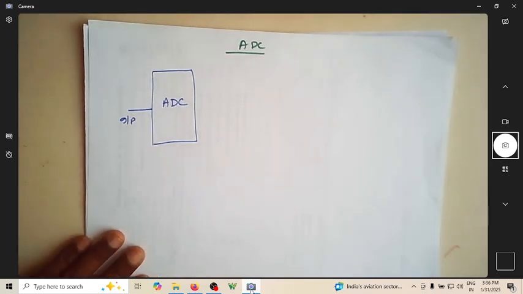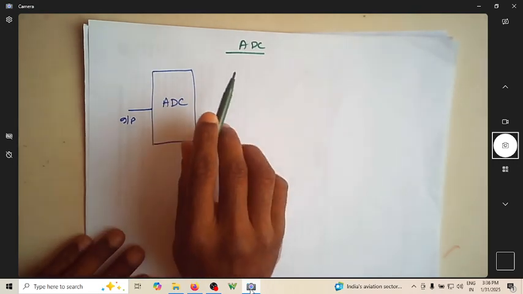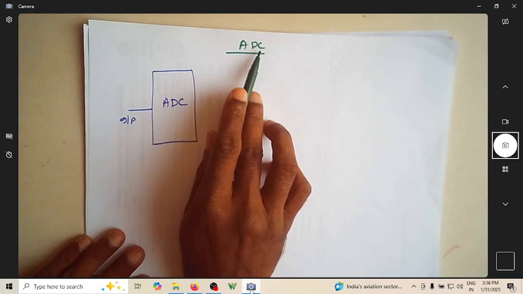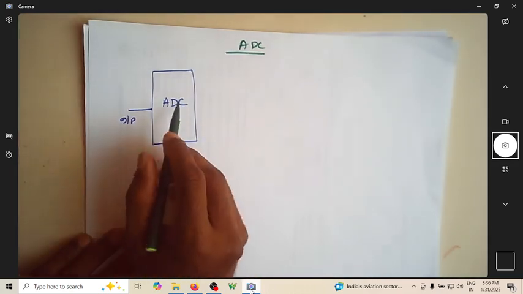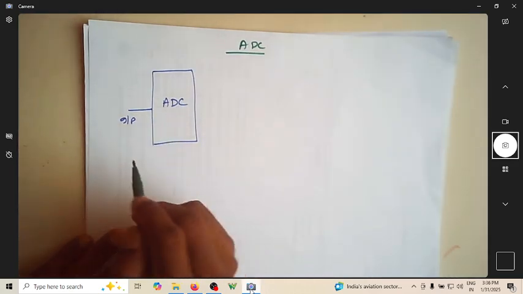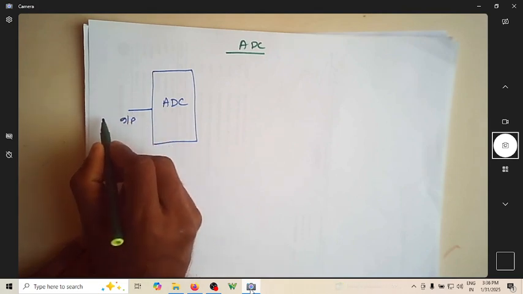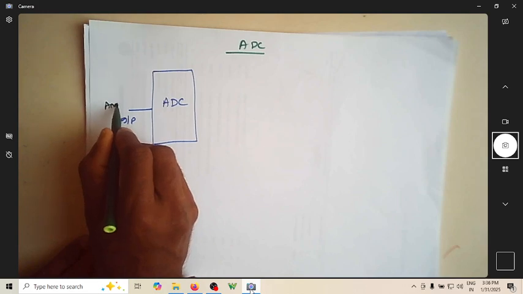In this video we'll see the working of ADC, the timing diagram and the related issues. Let us start with the block diagram representation of ADC, which stands for analog to digital converter. As we know, it is an analog to digital converter, so we are supposed to give an input which is analog in nature.